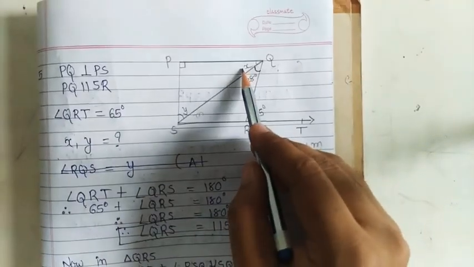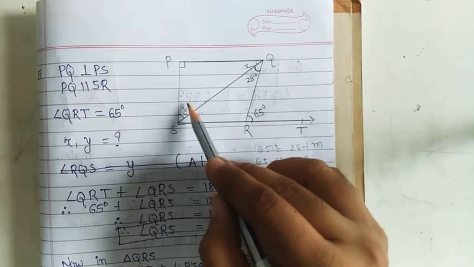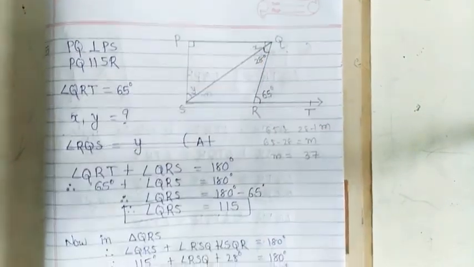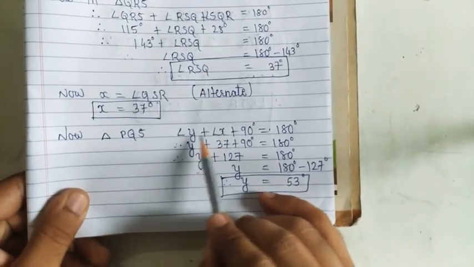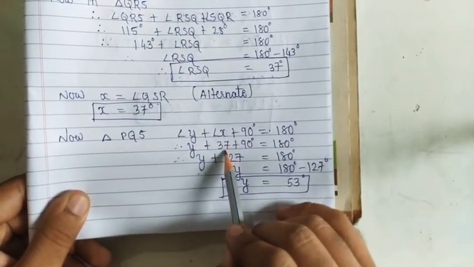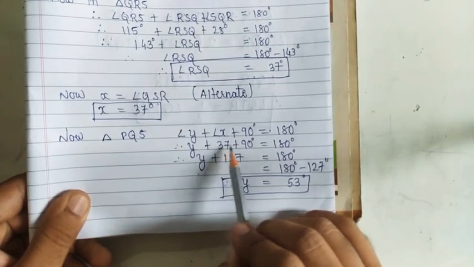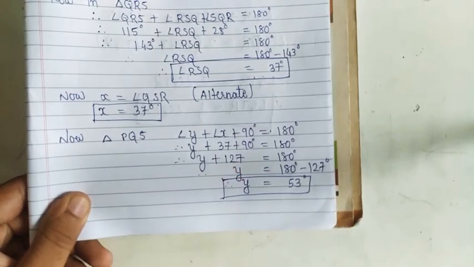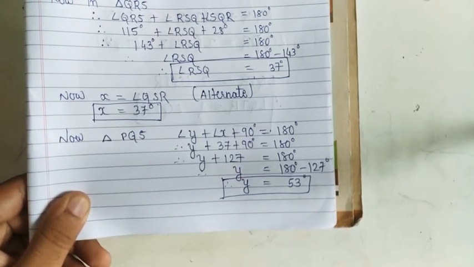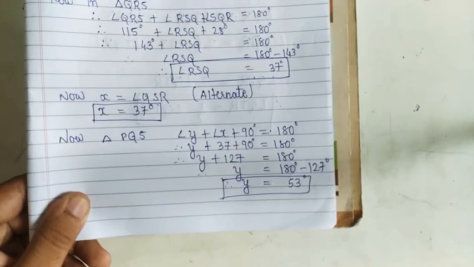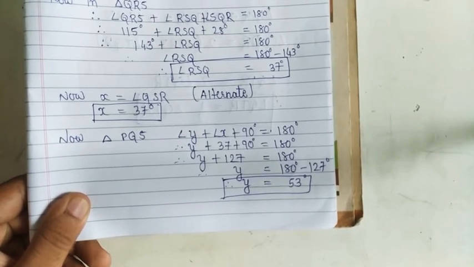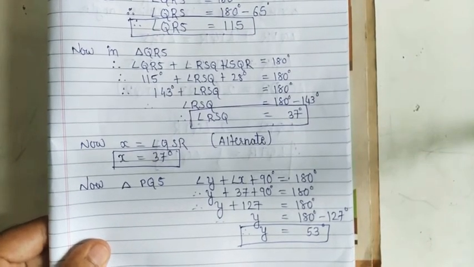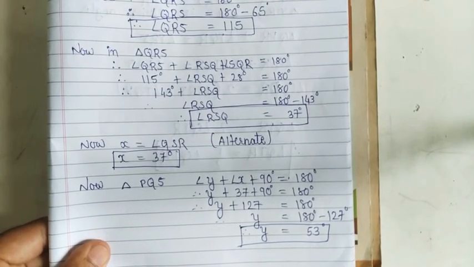Now I have the value of this angle, 37. This one is 90 degrees. So I can find this easily. 37 plus 90 plus y is equal to 180 degrees. Here y plus x plus 90, x is equal to 37. So y plus 37 plus 90 is equal to 180 degrees. Now the addition of these two is equal to 127. Now 180 minus 127 is equal to 53. So we got angle y is equal to 53 and the value of x is equal to 37. So whatever they ask in the question, we already found over here.